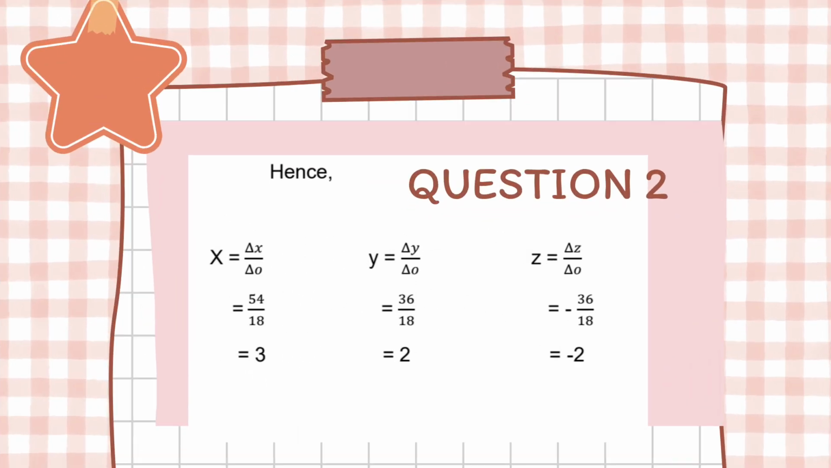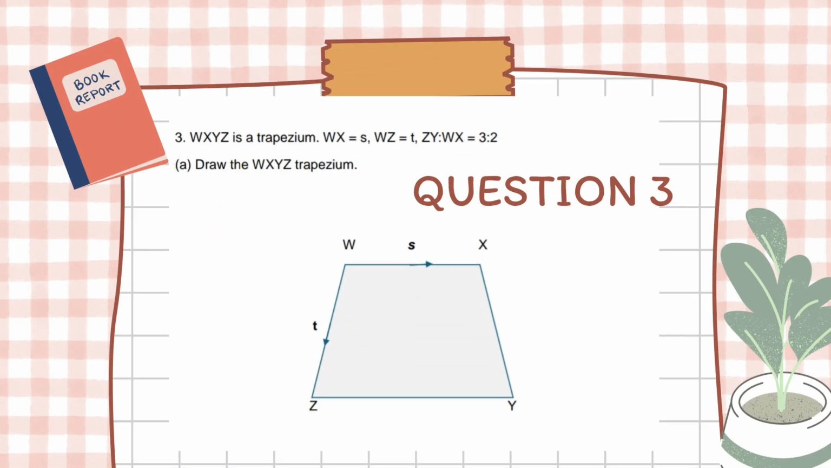Now we can find the values of x, y, and z. X is equal to determinant x over d, so it is 54 over 18, so we got 3. For y, it is equal to determinant y over d, so we got 36 over 18, which is 2. And last, z is equal to determinant z over d, so we got negative 36 over 18, so the answer is negative 2. Question 3.